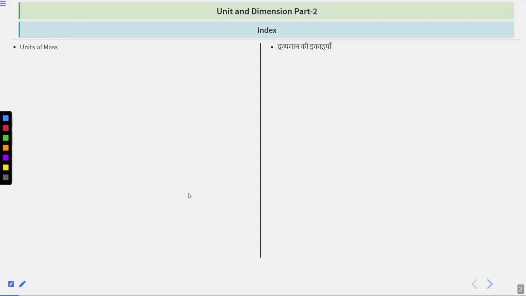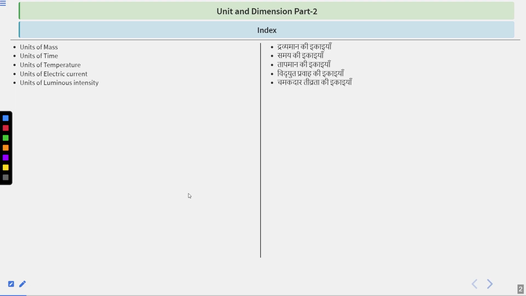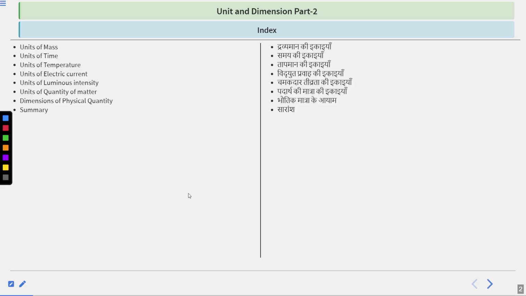Got it? In this lecture, basically we will cover the units of mass, units of time, units of temperature, units of electric current, units of luminous intensity, units of quantity of matter, dimensions of physical quantity, and at last we will see the summary of all of these.